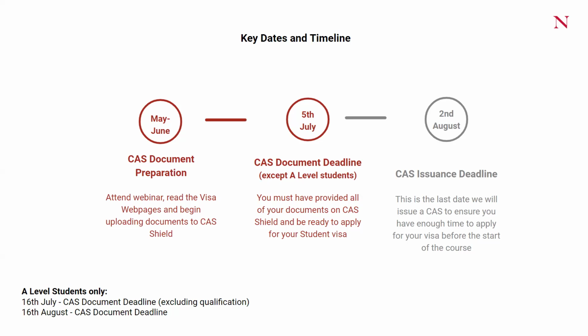The 2nd of August is the CAS issuance deadline. This is the last date we will issue a CAS to ensure you have enough time to apply for your visa before the start of the course.